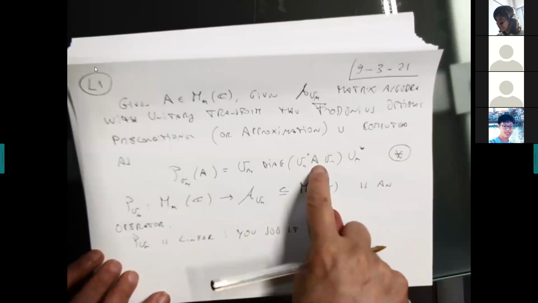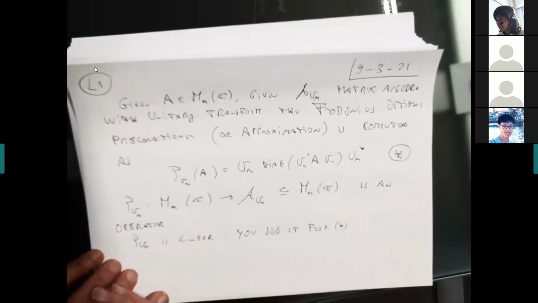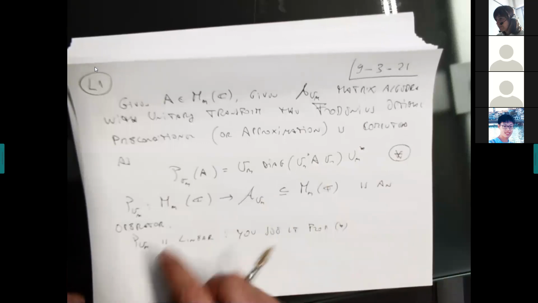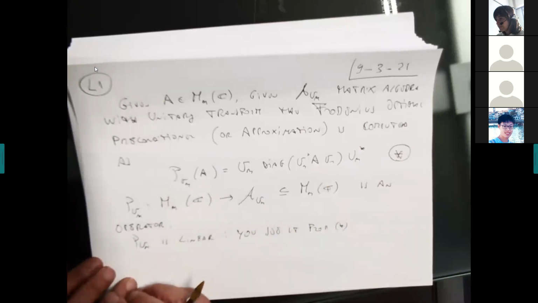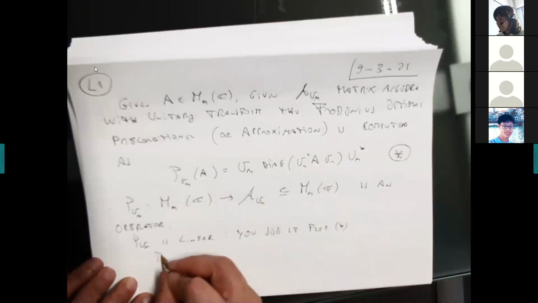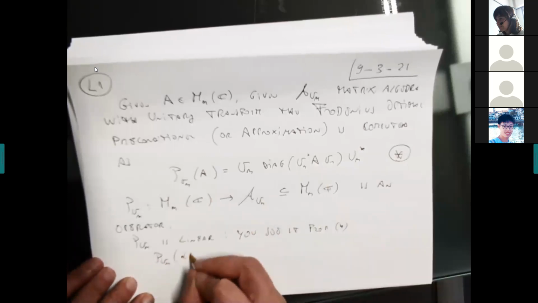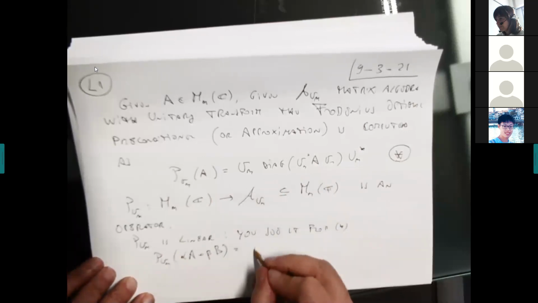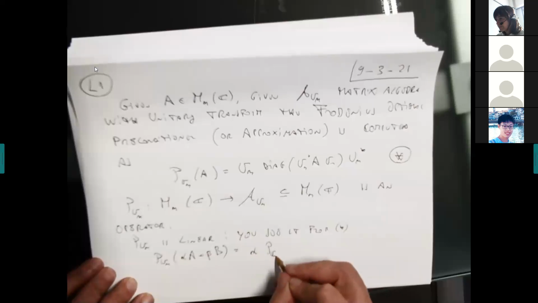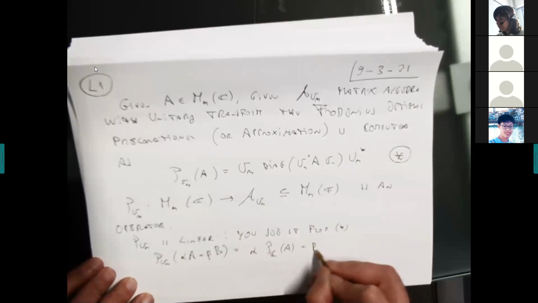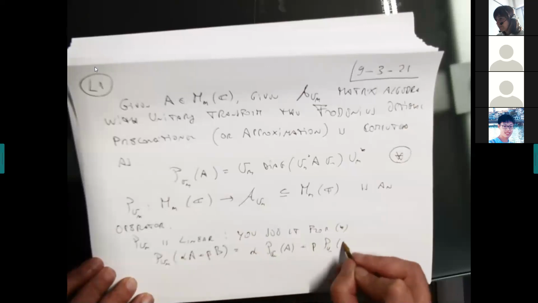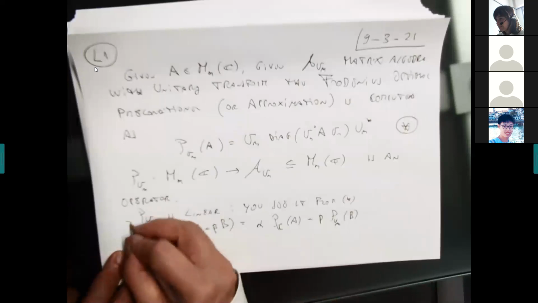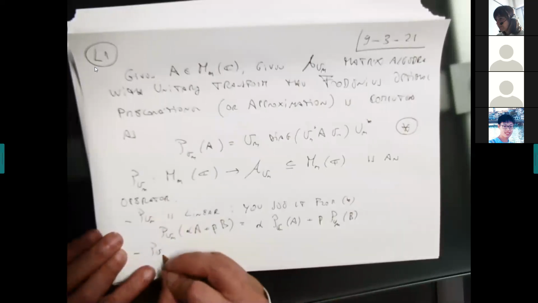If instead of A you have a linear combination of matrices, you can put the constants outside and you have the linear combination of the projections. So P_UN of alpha A plus beta B is equal, by the formula, to alpha P_UN of A plus beta P_UN of B. And P_UN is also positive.